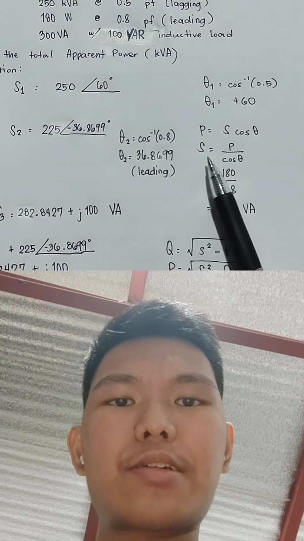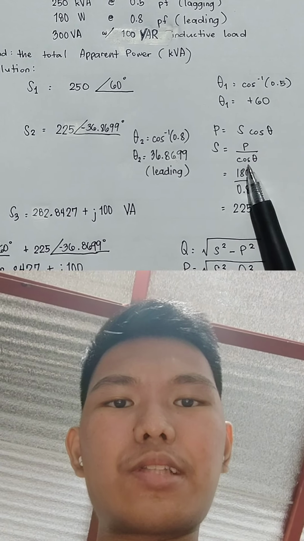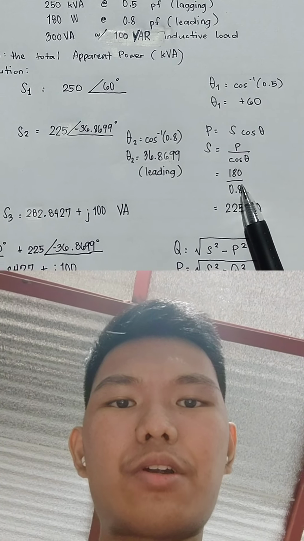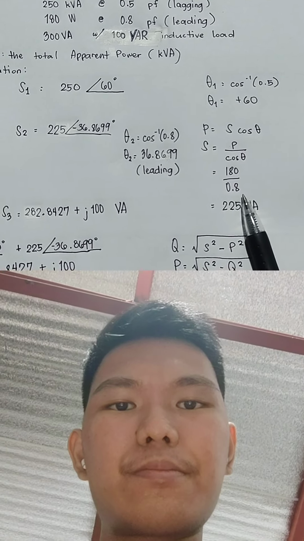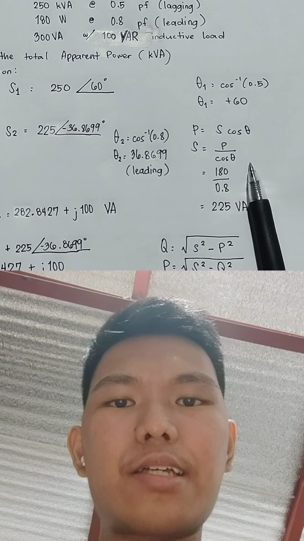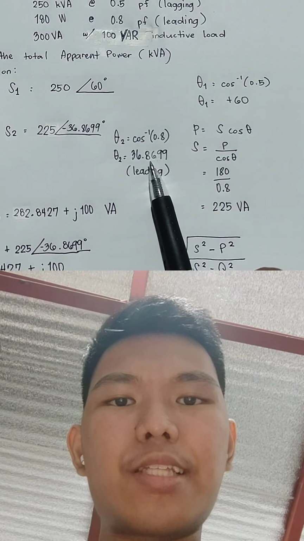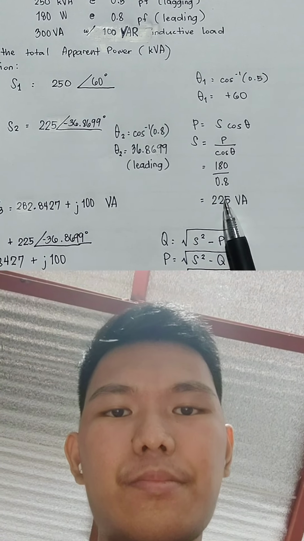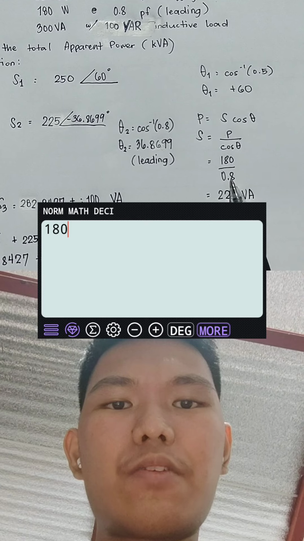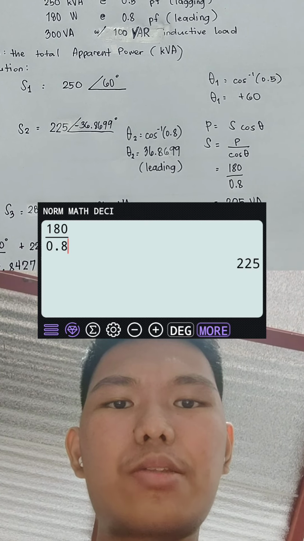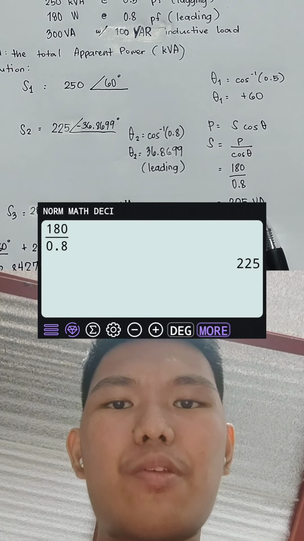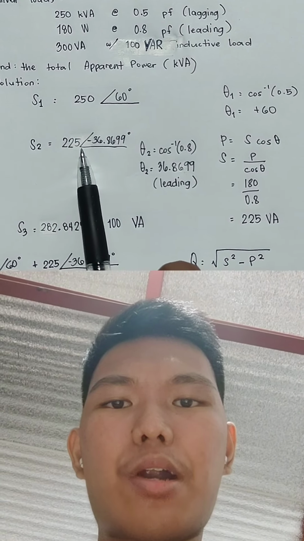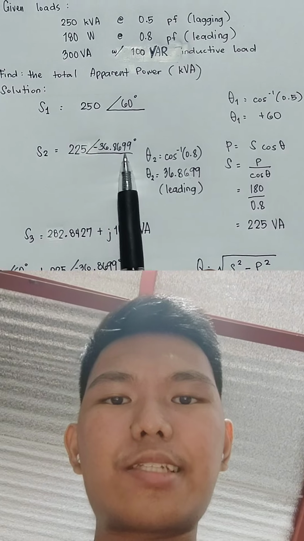Complex power S equals P over cos theta, which is 180 over 0.8, because cos 36.8699 is just equal to 0.8. Now 180 over 0.8 is equal to 225 VA. Now, our S2 is equal to 225 angle negative 36.8699.